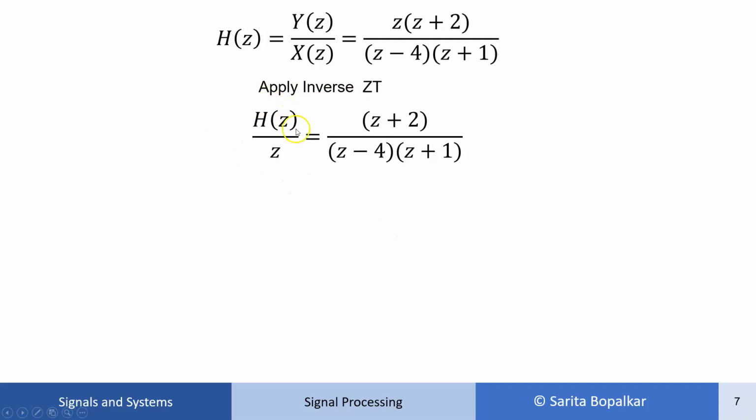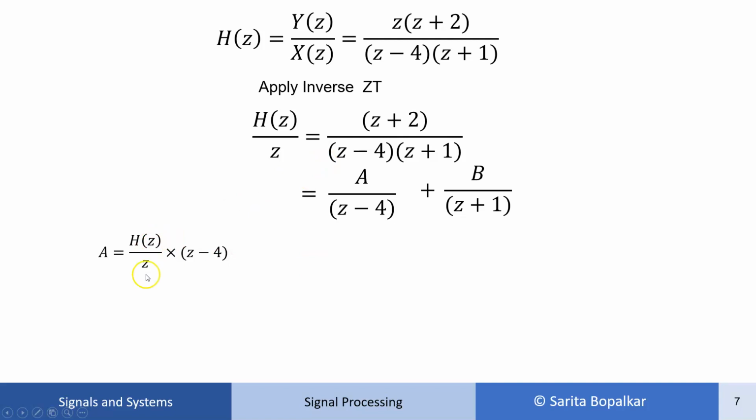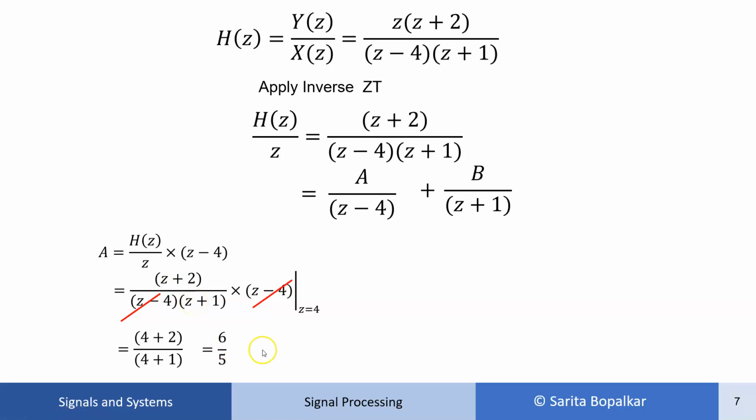Always remember, for partial fraction you have to take h of z upon z. So a upon z minus 4 plus b upon z plus 1. Find a and b. For a, h of z upon z times the denominator z minus 4, at z is equal to 4. So this z minus 4 gets cancelled. Put z is equal to 4 here and you will get 6 by 5.